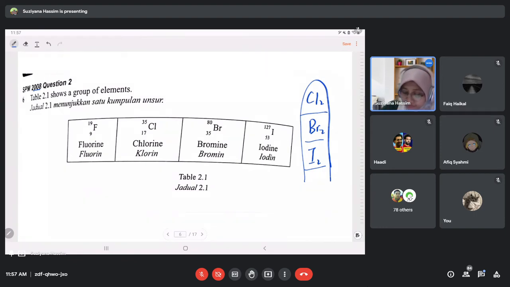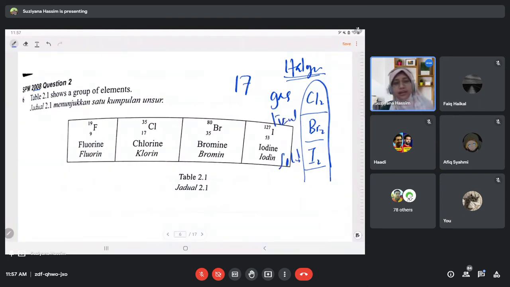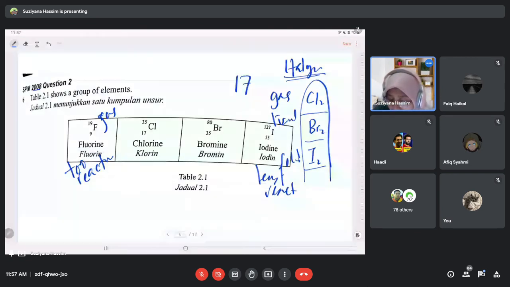Okay. Chlorine, halogen. Is a halogen group, is a group 17. Chlorine exists as gas. Bromine exists as liquid. Iodine exists as solid. Fluorine also is a gas. Yellowish gas. This one is too reactive. This one less reactive. So chlorine more reactive.